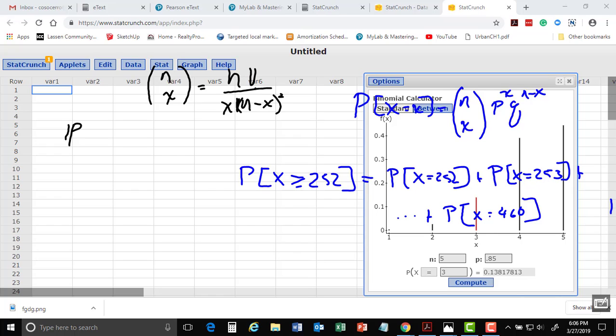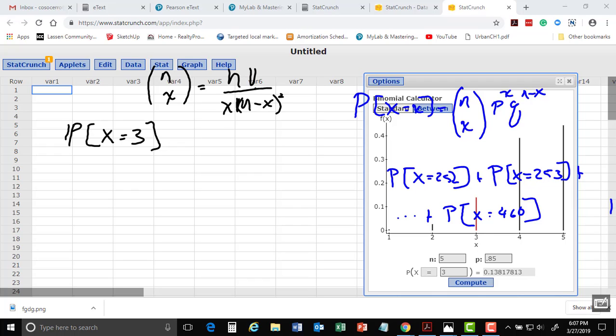So I write it like this. The probability of a random variable x equal to 3. What you're seeing in the book is this, but it means that. So the answer is 0.138. I'm just showing you it does exactly that.